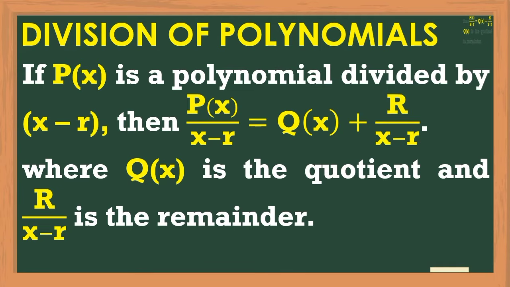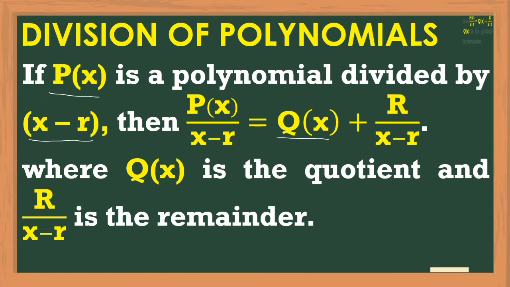So, isa-isahin po natin yung mga variables. Dito po tayo sa p of x. Yung p of x po dito is a polynomial na mag-a-act as dividend. And then, i-divide yung divisor na x minus r. Yung x minus r po dito is a binomial. Then, kapag yung polynomial dinivide dun sa binomial, yung result po natin is yung tinatawag na q of x. So, yung q of x po dito is yung quotient.